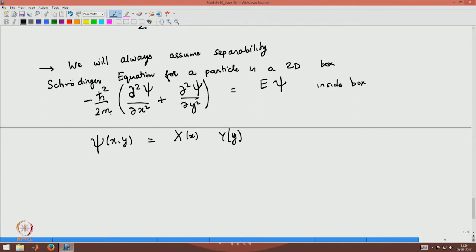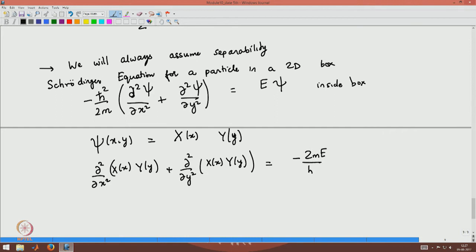So let me write this in a slightly different way. I will write d square X by dx square times Y of y plus X of x times d square Y by dy square, equal to minus 2 m E by h cross square, and what I will get is psi is X of x Y of y, okay.